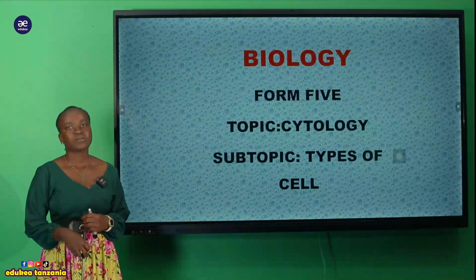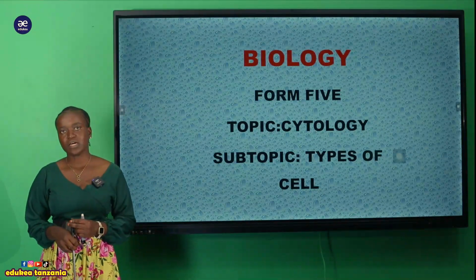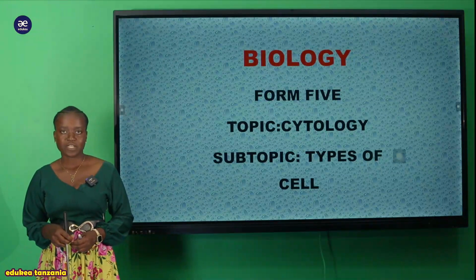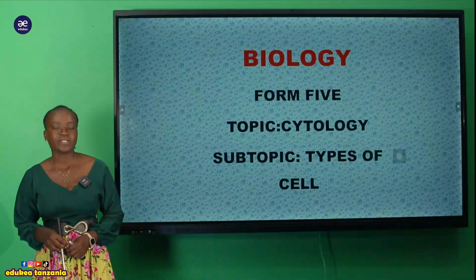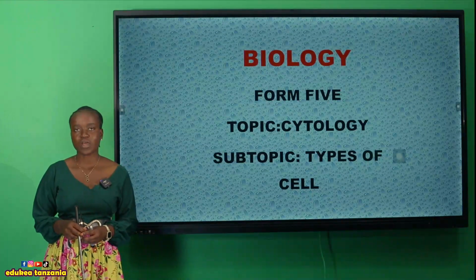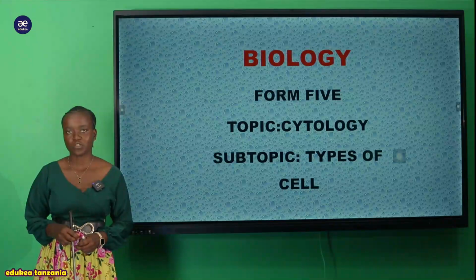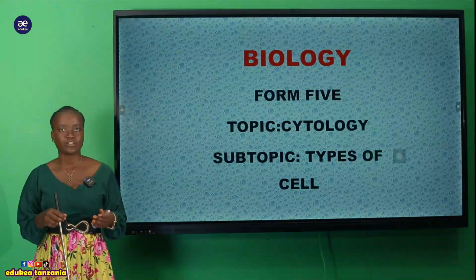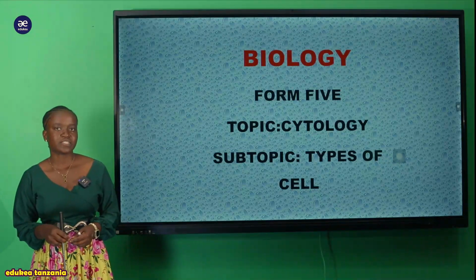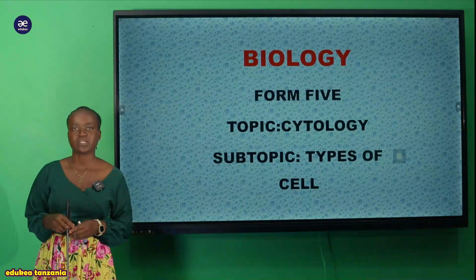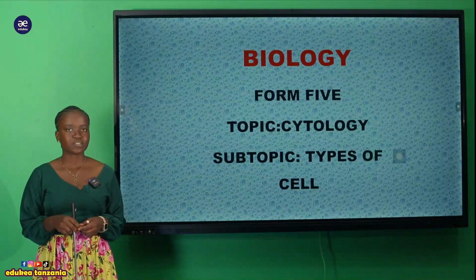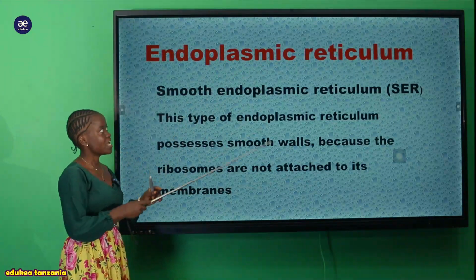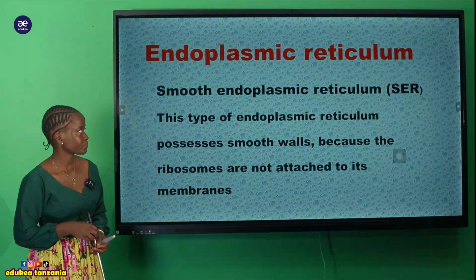So in the previous session, we looked at the cytoplasmic organelle called the endoplasmic reticulum, and we ended by looking at the structure called the rough endoplasmic reticulum and its functions. So now, as I told you in the previous session, we are going to start another kind of endoplasmic reticulum, that is the smooth endoplasmic reticulum. Remember, we are discussing the endoplasmic reticulum.